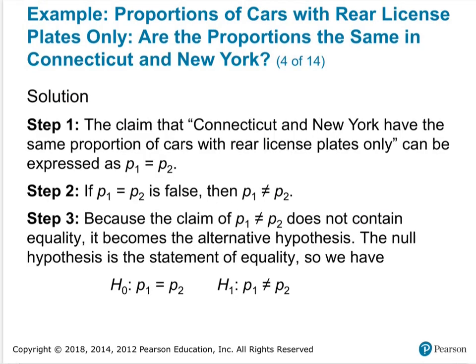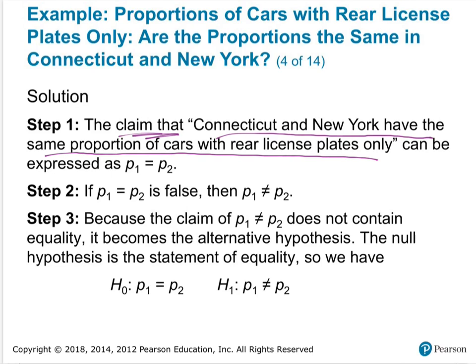So are they different? First off, you got to do the claim. What's the claim? The claim is that Connecticut and New York have the same proportion of cars with rear license plates. No, wait a minute. How are we claiming that? I thought we just saw that they don't. That would be a great question. Are you with me? Am I losing you? How are we doing? It's getting too wordy. So step one, here's the claim. Connecticut and New York have the same percentage of cars with rear license plates only. Is that true?